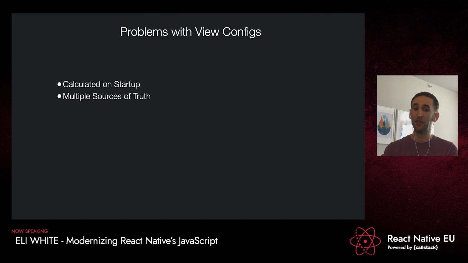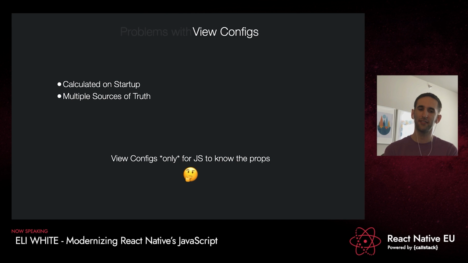So that's problem number 2, is that you have multiple sources of truth. They're both calculated at startup, and they can be different. But the view configs are really only needed for JavaScript to know what the props are. They aren't needed for native or anything else. It's just JavaScript. So the idea of saving it to a file was a pretty good one, but the problem is, how do we keep it in sync with native?